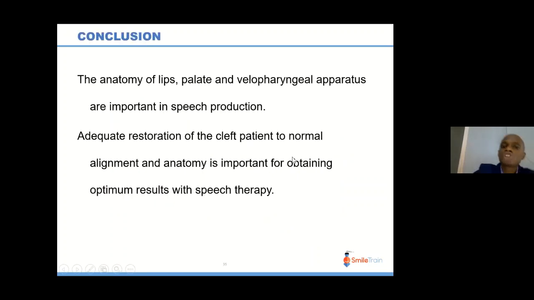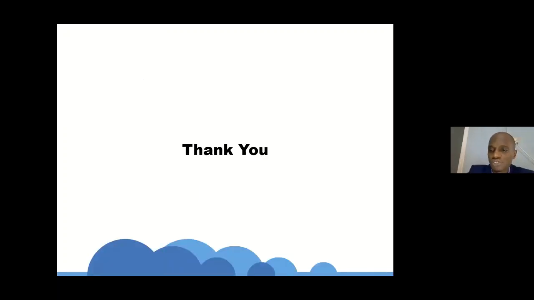So in conclusion, the anatomy of the lip, the palate, and the pharyngeal apparatus are important for speech production, and the adequate restoration of the cleft palate to the patient's normal alignment and anatomy is important for obtaining optimal results with speech therapy. Thank you very much. I welcome questions and comments.